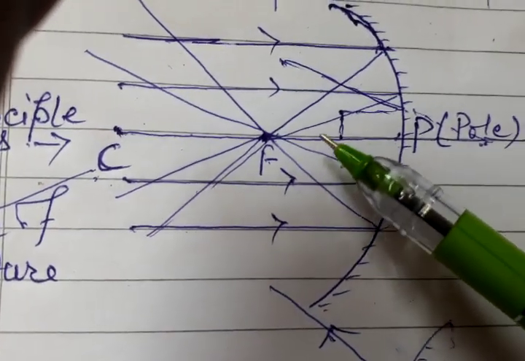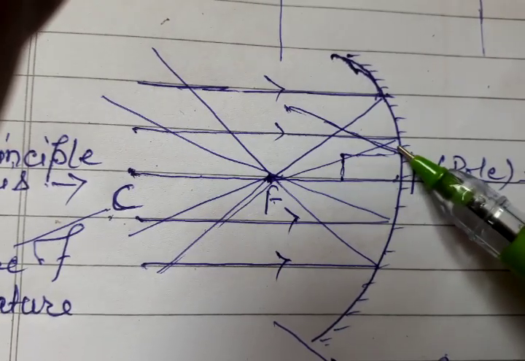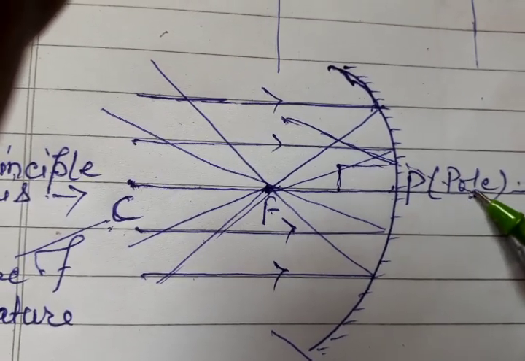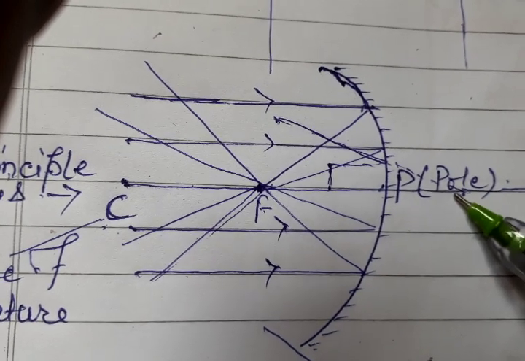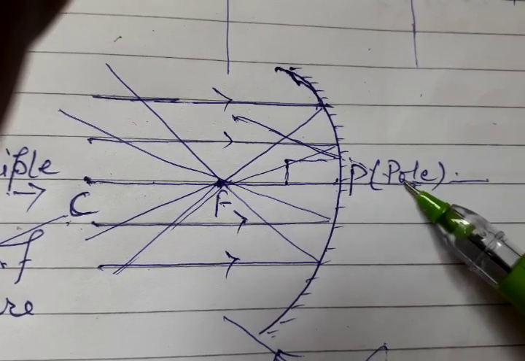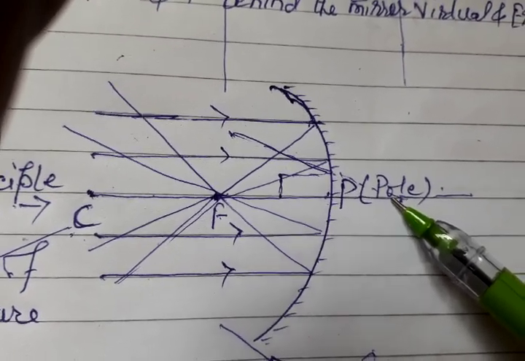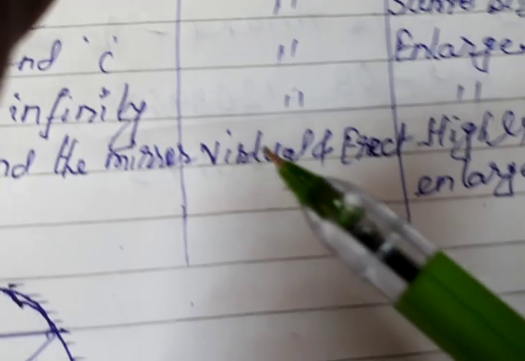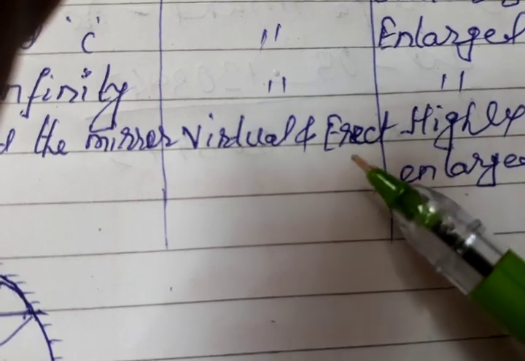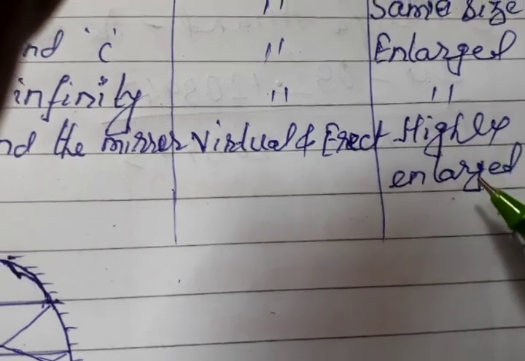What is the place between F and P? This is the place where there is an object. When it strikes the mirror here, it gets reflected from here, and when you extend it here, extrapolate here, the image is formed. So this is the back side of the mirror. So we can say the image is forming behind the mirror. And when the image is formed behind the mirror, it is always virtual and erect. You can see the nature of the image, virtual and erect, E-R-E-C-T, erect means seedha, straight. And what is the size of the image? It is highly enlarged, meaning a very, very big size will be formed.